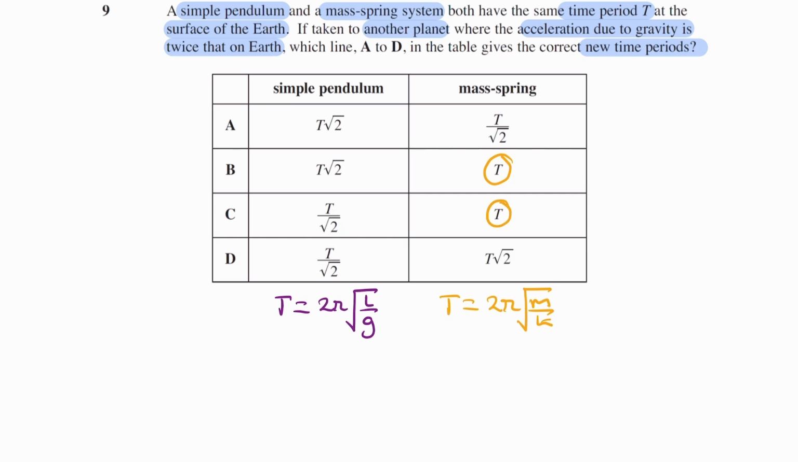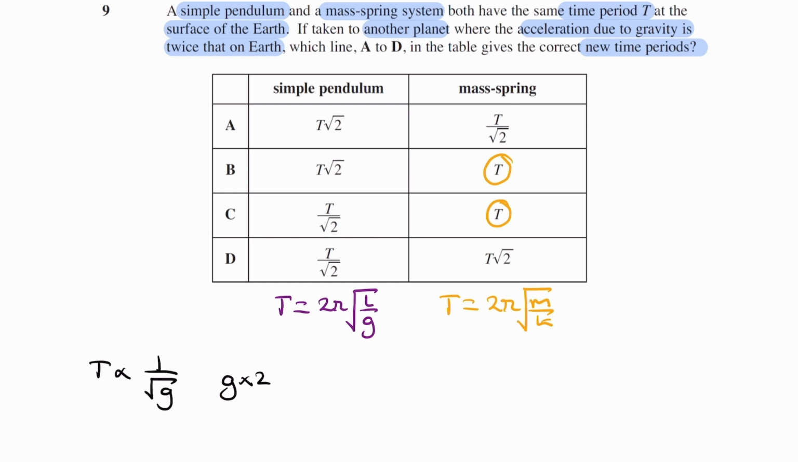For the pendulum, this equation does depend on the acceleration due to gravity. So we can see from this equation here that time period is proportional to 1 over root g. As it says in the question, on the other planet, the acceleration due to gravity is twice that on the Earth. So g gets multiplied by 2.